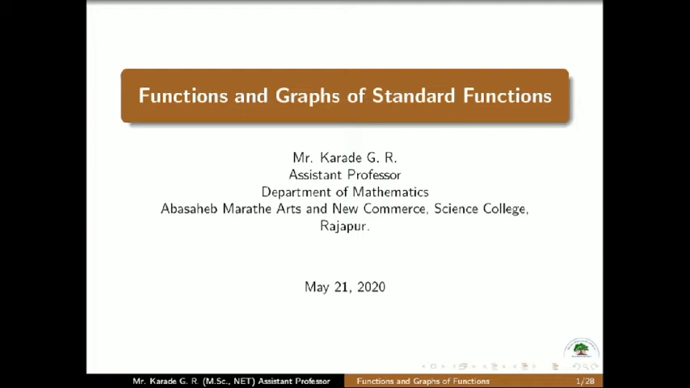In this lecture, we will learn about functions and graphs of some standard functions. Here, we will discuss some points. First is the definition of function. Second is types of functions. Next are some standard functions, graphs of some standard functions, and a website to draw graphs of functions.